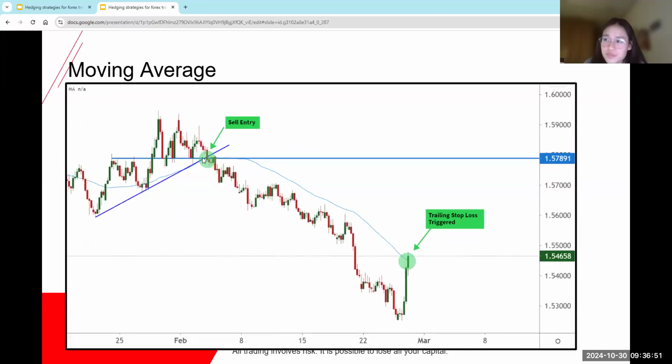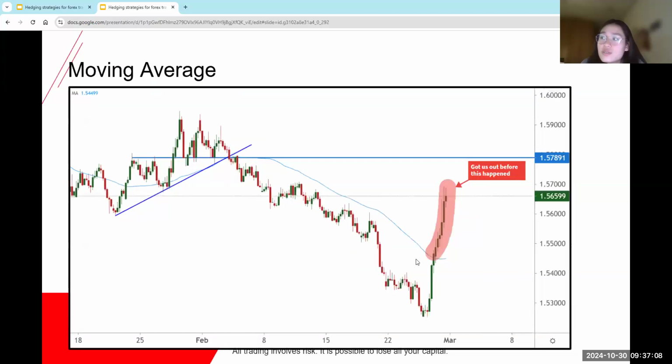Okay, so it broke out, and our trading stop loss is triggered once price crosses over our moving average indicator, which basically suggests a change in trend. See, so it got us out before this happened.